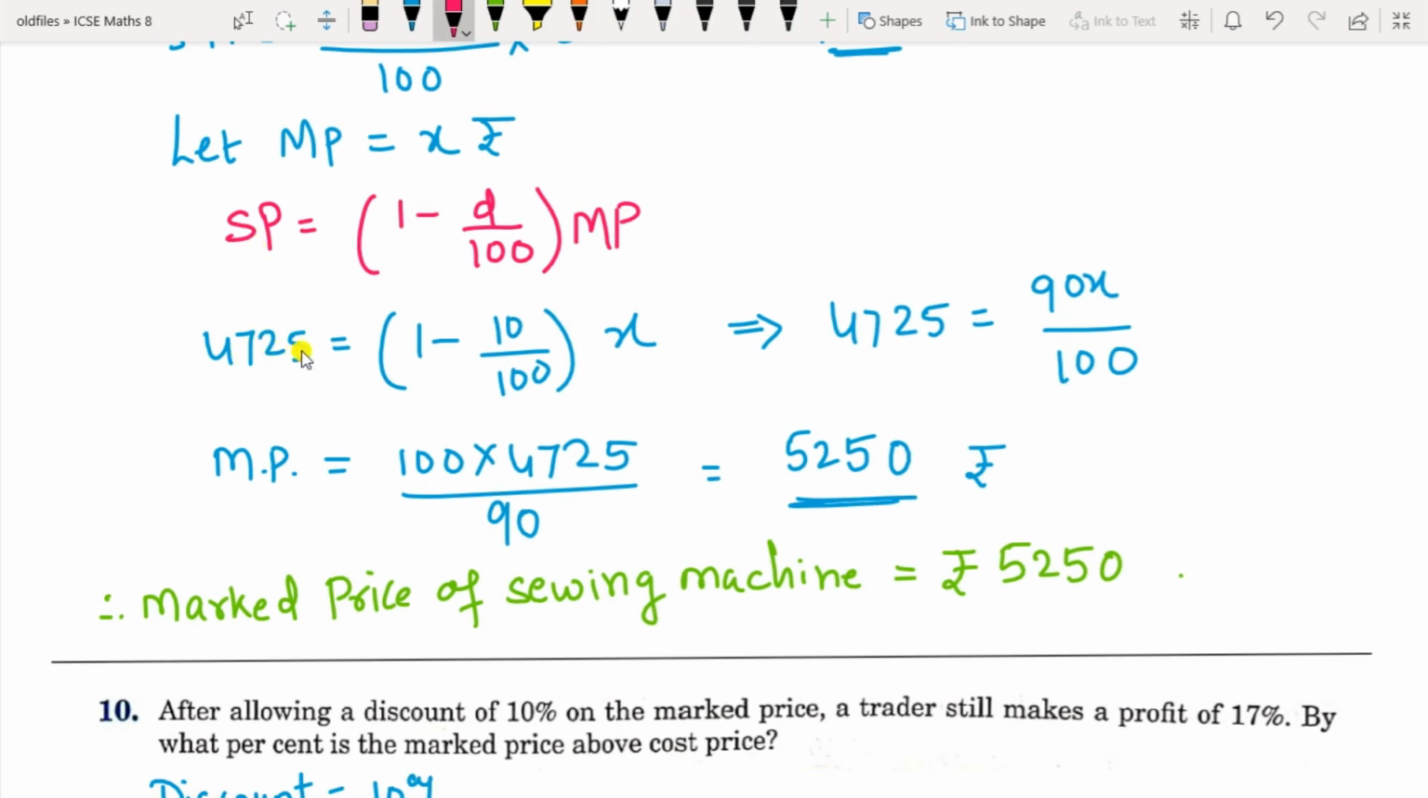Okay. So SP is 4725, 1 minus D upon 100, D percentage is 10, MP is X. So you solve this, it is 90X upon 100, and you find the value of X here now. So X means it is MP, mark price. So you get the value as 5250. So that is the mark price of the sewing machine, 5250 rupees.